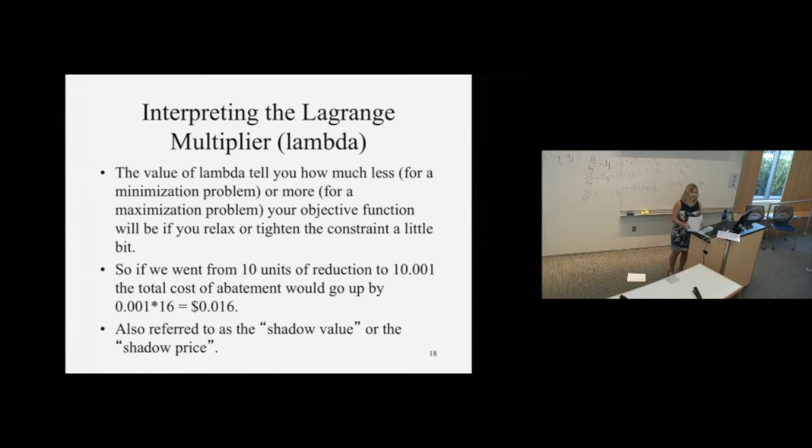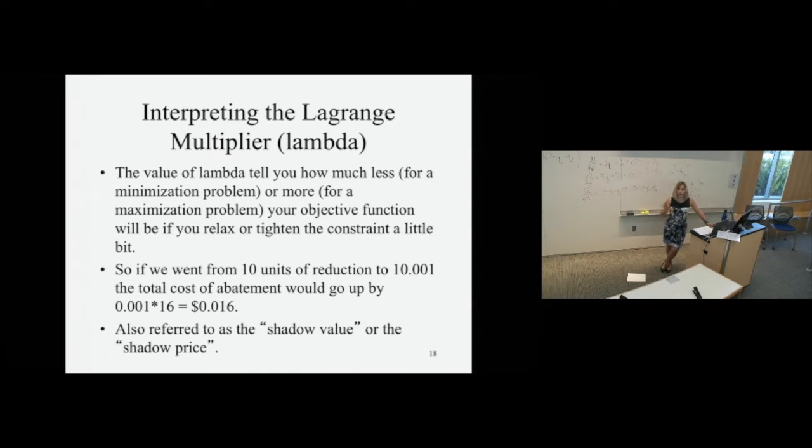What is lambda? Interpreting the Lagrange multiplier. In any classroom in the world, when you're solving an optimization problem, you'll see lambda, and it will be interpreted as how much less your objective function will be if it's a minimization problem, if you relax the constraint. Or if it's a maximization problem, how much more your objective function will be.